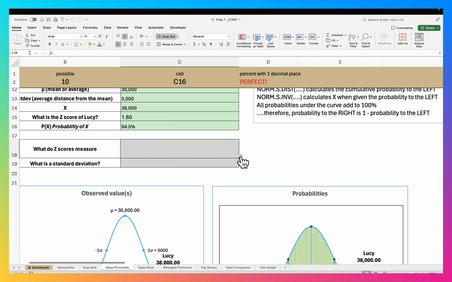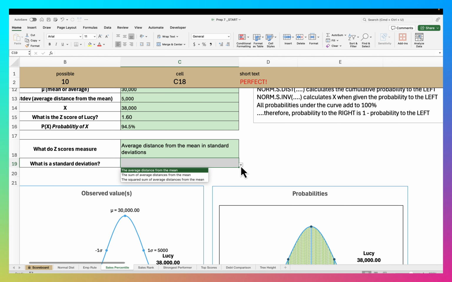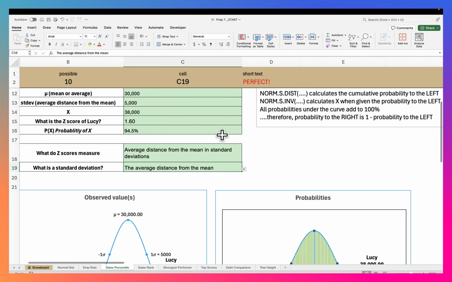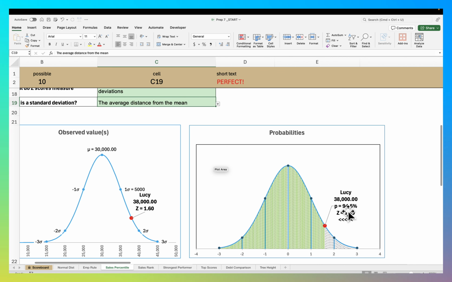So what do z-scores measure? It's the average distance from the mean in standard deviations. And what is a standard deviation? It's the average distance from the mean. I'm going to ask this question a lot because we really want to make sure that you emerge knowing this. So Lucy's doing pretty good, right? She's better than 94.5%. So these little dots over here, all the green dots, are all the people that she's better than. And the dots over here to the right are the people that are still better than Lucy.